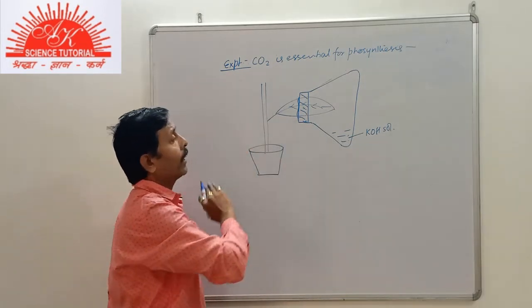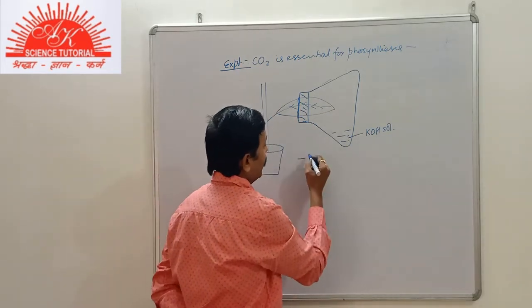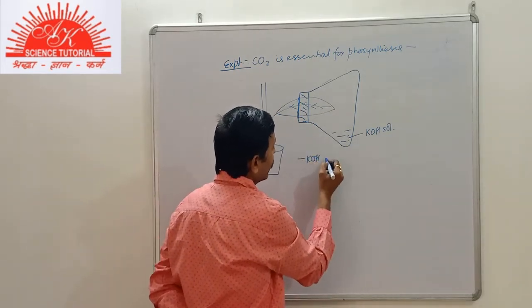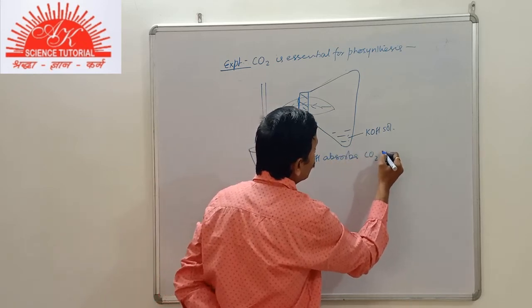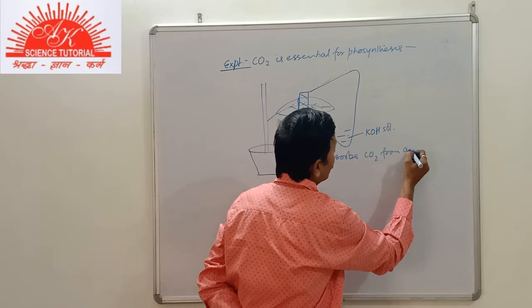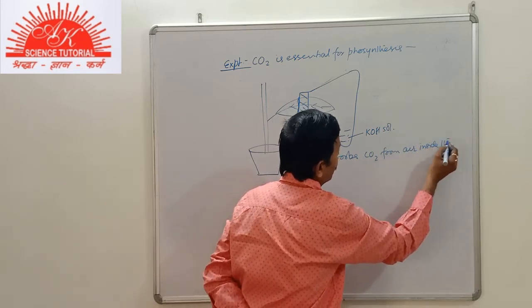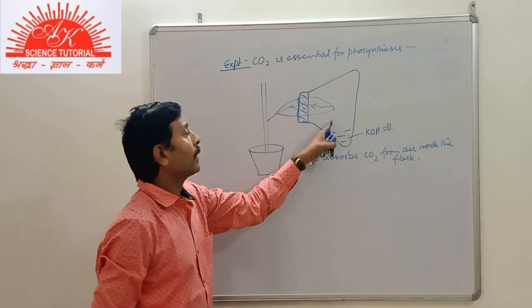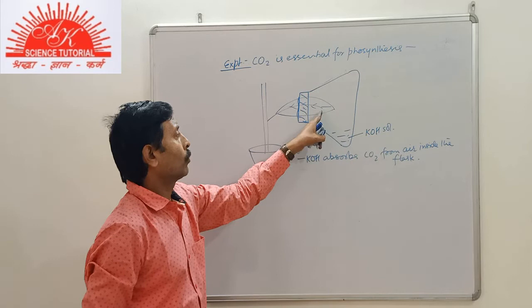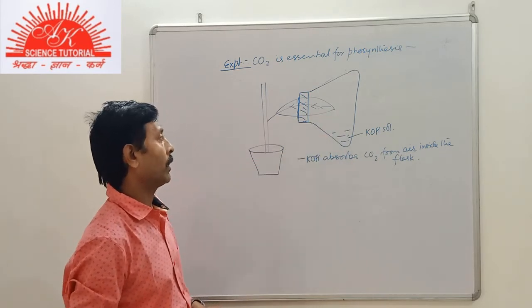Now, the setup is kept in sunlight. What is the purpose of KOH? KOH absorbs CO2 from the air inside the flask. Thus, the air inside the flask does not contain CO2. So, this part of the leaf does not receive carbon dioxide.